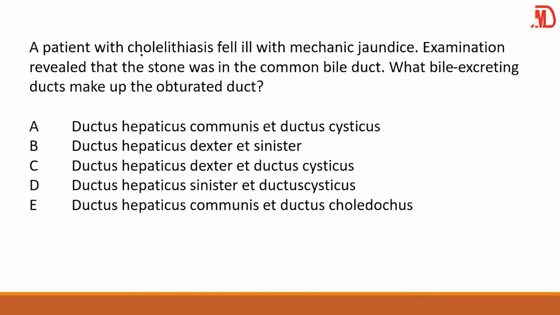All right. A patient with cholelithiasis, that's stones in the gallbladder, fell ill with mechanical jaundice. Examination revealed that the stone was in the common bile duct. What bile secreting ducts make up the obturated duct? In other words, where is the obstruction? So you must understand that the common bile duct is where all the structures responsible for bile release converge. It will come from the liver, from the gallbladder, and partly from the pancreas. Good. So again, that's what we're looking at over here.